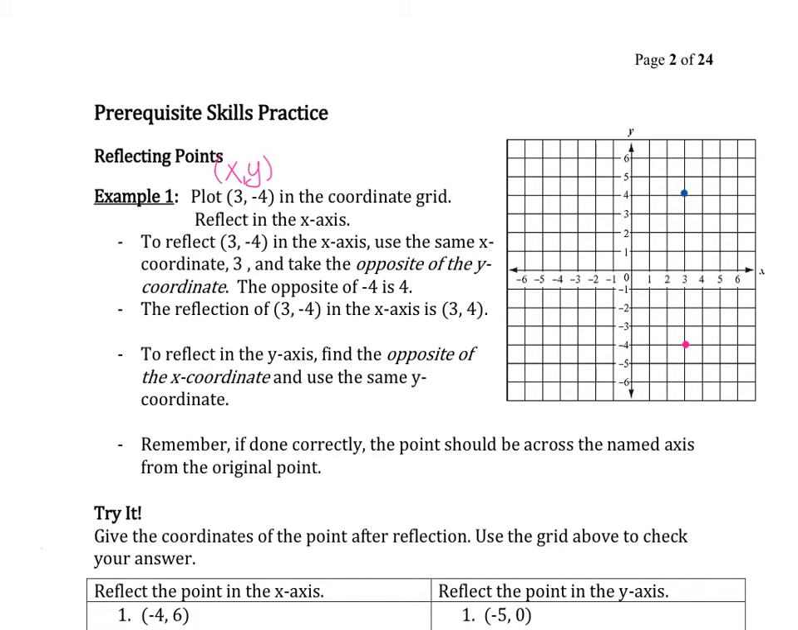Now, if we wanted to reflect across the y-axis, we would find the opposite of the x-coordinate, but then keep the same y-coordinate. A good way to make sure that you've done this correctly is to check to make sure that the point is across from the named axis. So since we wanted our example here to be across the x-axis, we can see that if I go from the pink to the blue dot, it does cross that horizontal axis, so I know I've done it correctly.